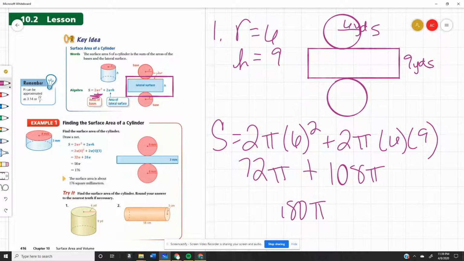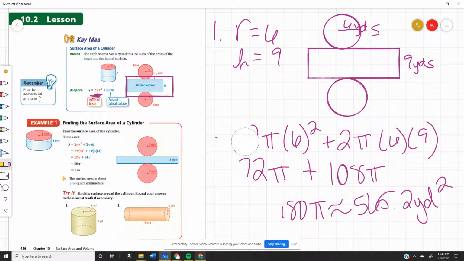Now 180 is not a multiple of 7, so we would use 3.14 as our approximation, and we would get 565.2 yards squared. That's what I got when I worked it out, and that is what my answer key says as well. So there's number 1. That's try it number 1, 565 yards squared.